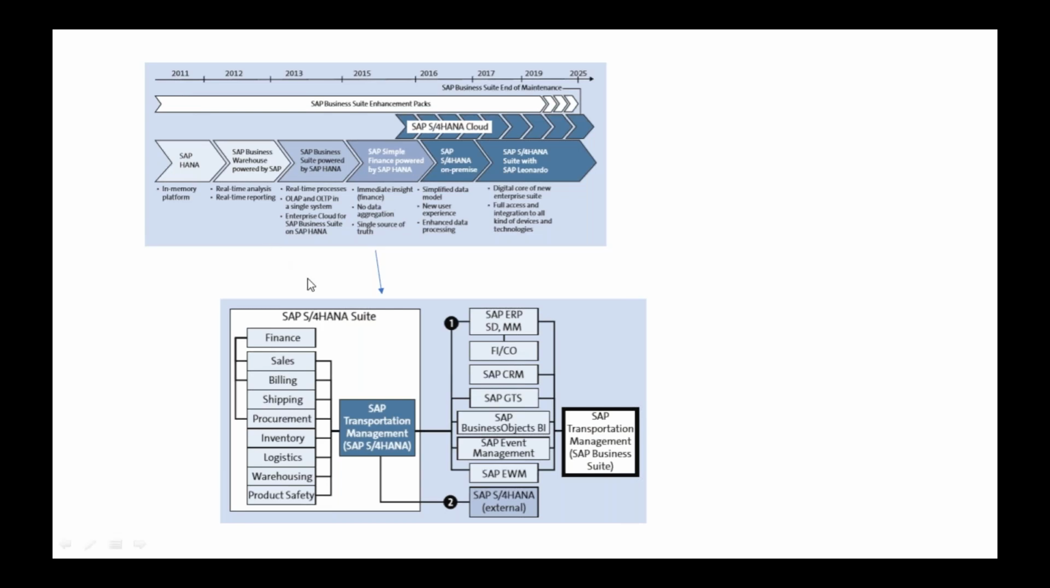And if you see my last figure here, this is another figure I've seen, that if SAP TM is used as an integral part of S4 HANA, it is fully integrated with the internal components such as sales, procurement, shipping, billing, inventory, product safety, warehousing. So these are all the components, and it is fully integrated with your S4 HANA.